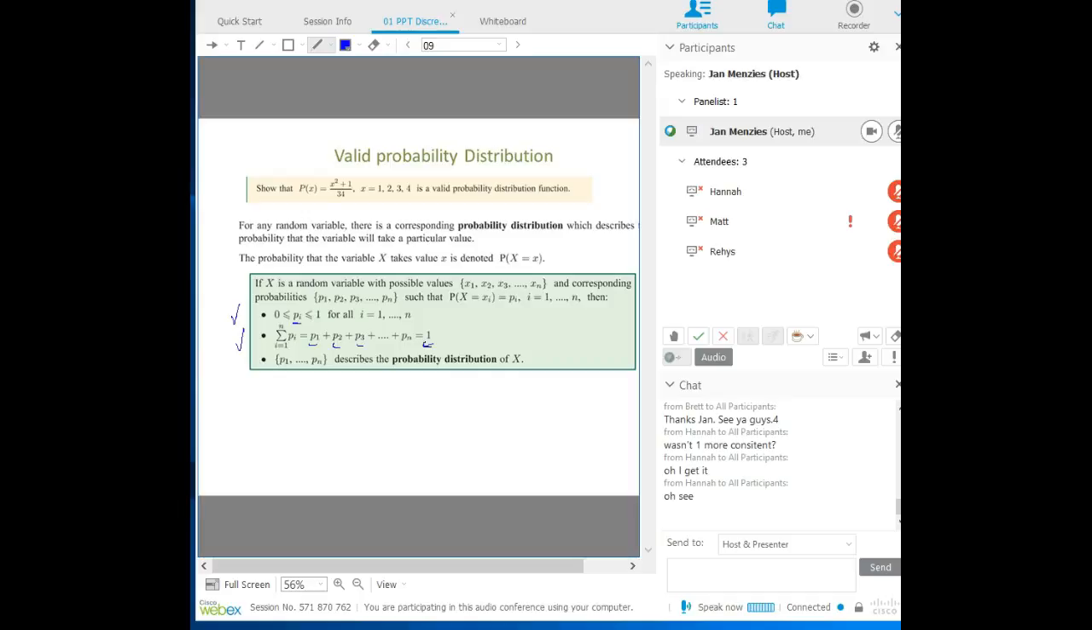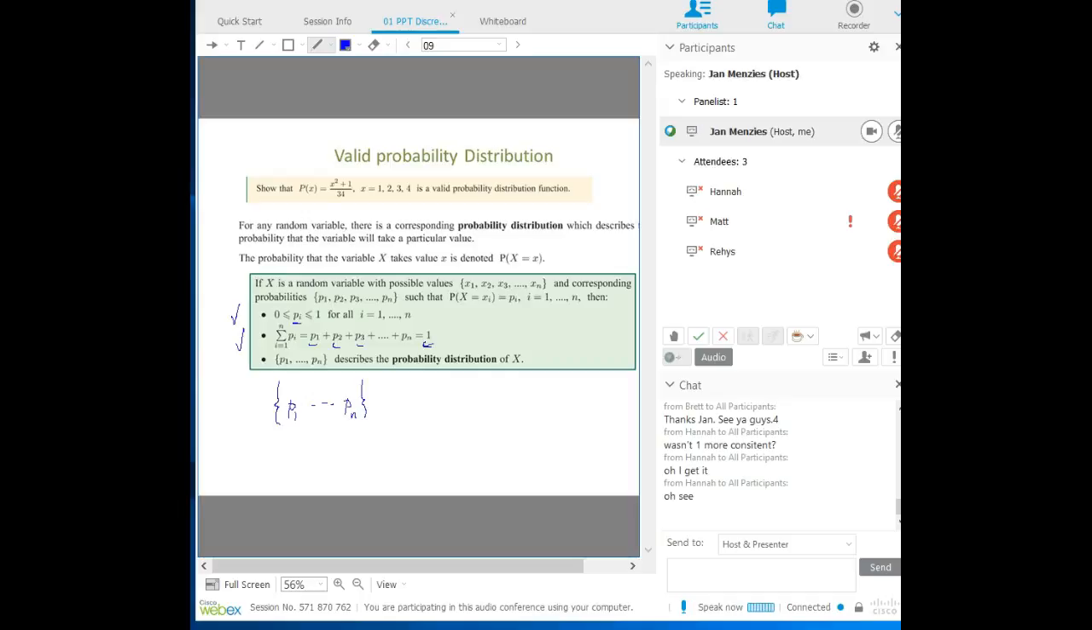And the last dot point is set notation. So the curly brackets is the set of probabilities for the outcomes, 1 up to the nth outcome. That's really just a definition. It describes a probability distribution.